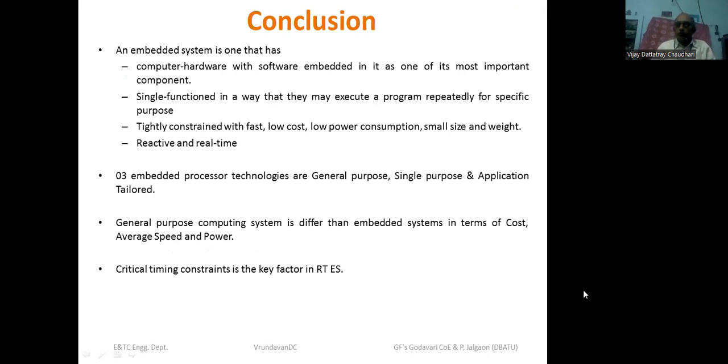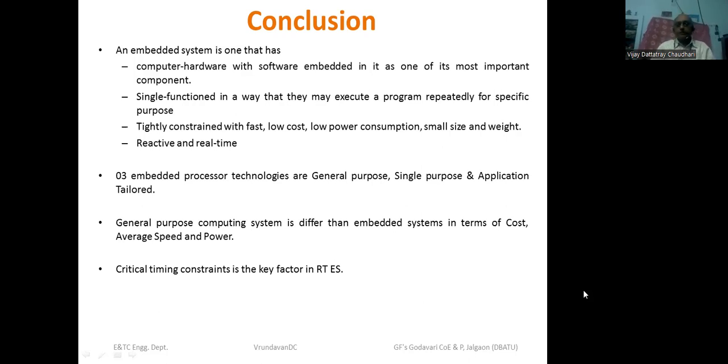So finally, concluding, we have seen various definitions of the embedded system by various experts. An embedded system is computer hardware with software embedded in it as one of the most important components. It is single function in the way that it executes one program repeatedly for a specific purpose. Embedded systems are tightly constrained: fast, low cost, low power consumption, small size and weight. They should be reactive and real time. There are three main processor technologies: general purpose, single purpose, and application tailored. General purpose computing systems are somewhat different from embedded systems in terms of cost, average speed, and power. Critical timing constraint is the key factor in real-time embedded systems.